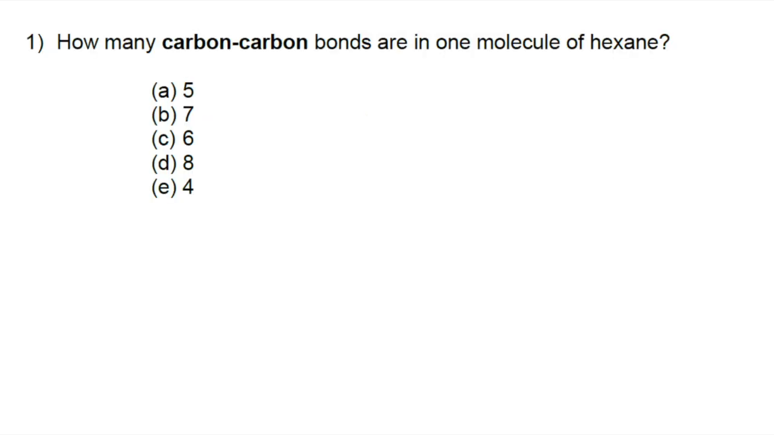The first one is the easiest question in the exam. How many carbon-carbon bonds are in one molecule of hexane? It's as simple as drawing hexane, which is a 6-carbon chain, 1, 2, 3, 4, 5, and 6, and then counting. So I have 1, 2, 3, 4, and 5. So the answer is 5.